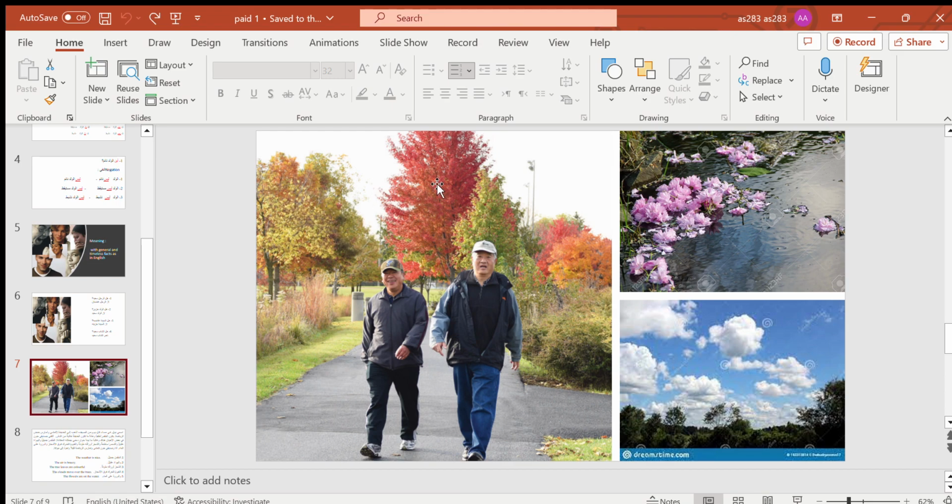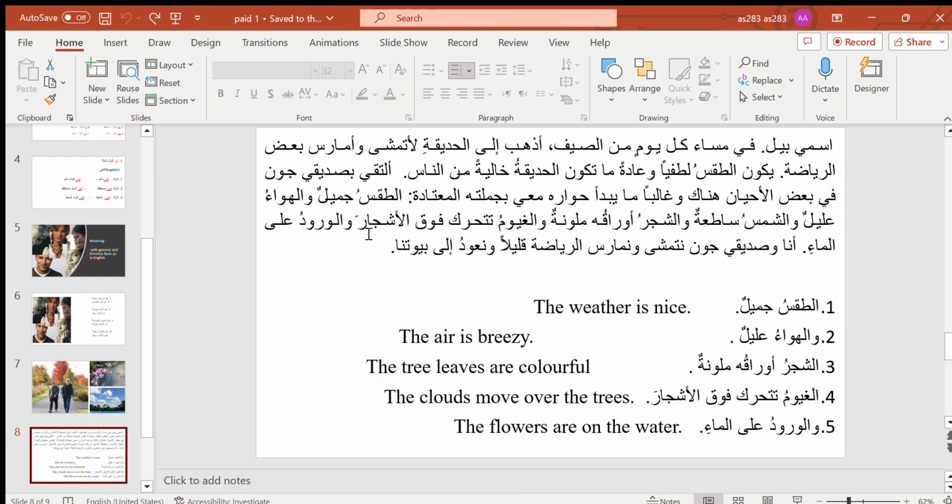The tree leaves here, you can see, do they have one color, or are they different in terms of color? They are different, so they are colorful. I think we need to say that the tree leaves are colorful. They have different colors. So this is what John said here. الشجر أوراقه ملونة.